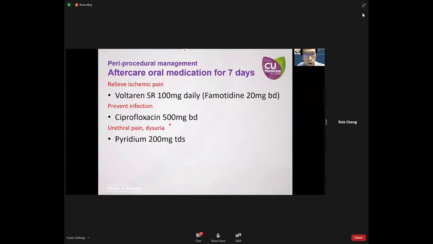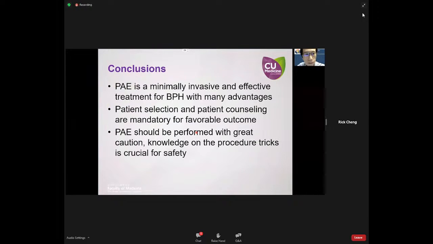So for procedure management, we also give Votrient for pain relief, antibiotics for 1 week, and then we use pyridium for relieving the symptoms of peripheral pain and dysuria. So in conclusion, we think PAE is a good option to offer to our patients since it is minimally invasive and effective with many advantages.